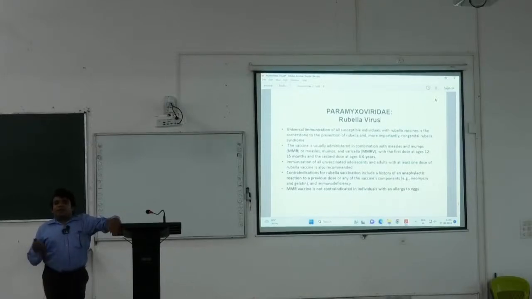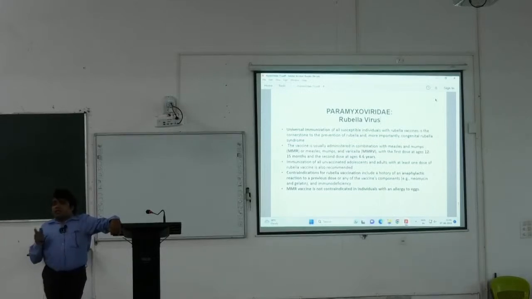handled by women. So a woman in the reproductive age group has a higher chance of acquiring infection from children. So to prevent the spread of infection, vaccination has to be done both in children and in women. Hence, all female children should be vaccinated with rubella.